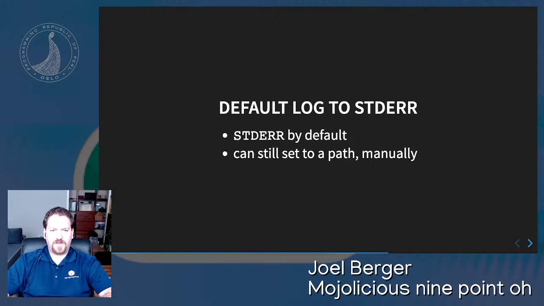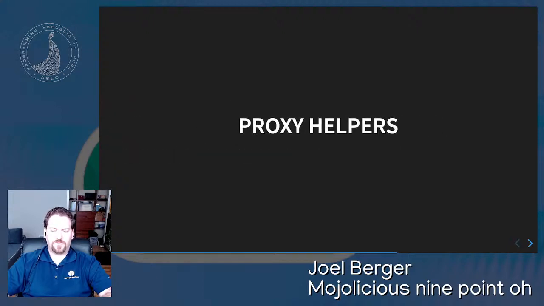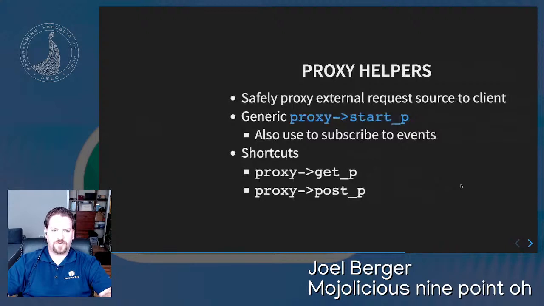We've also simplified. The logger used to care if you had a path called log in your current working directory, and we've simplified that. You always get logging to standard error by default. You can obviously still set a path in your logger, but you have to do that manually. That was just a source of confusion to people. We've made it simpler. Proxy helpers, I'll just show you the quick example.